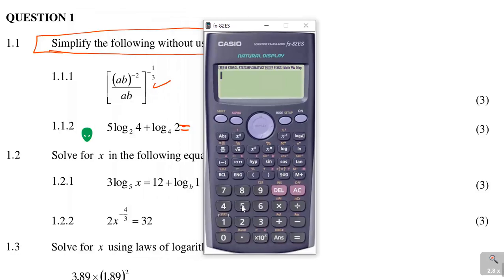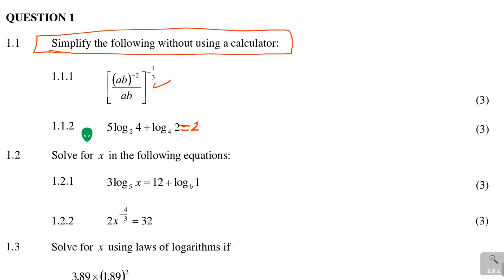So I'm given 5 log in base 2 of 4 plus log in base 4 of 2. And then the answer that I'm getting is 21 over 2, which is 10,5. So I have to prove that this is 21 over 2, which is equal to 10,5. That's what I want to prove here. So how do I go about this? So what I have got is 5 log in base 2 of 4 plus log in base 4 of 2.